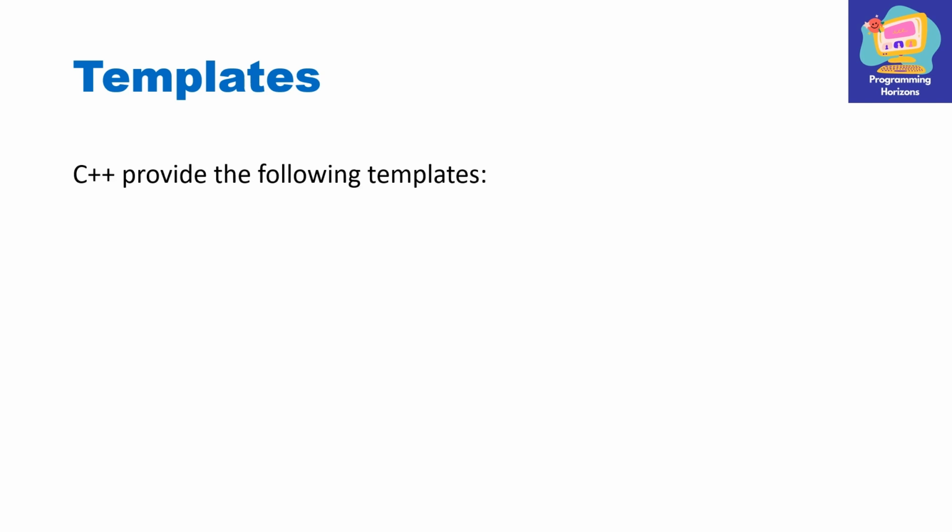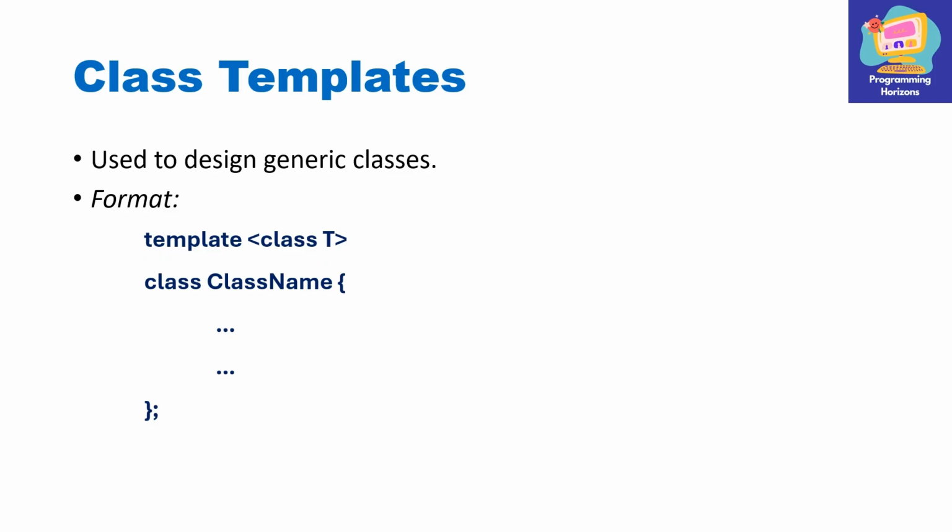Templates in C++ can be of two types. These are class templates and function templates. Let us first understand class templates. A class template is used to design generic classes. Here is the format of how to define a class template in C++.